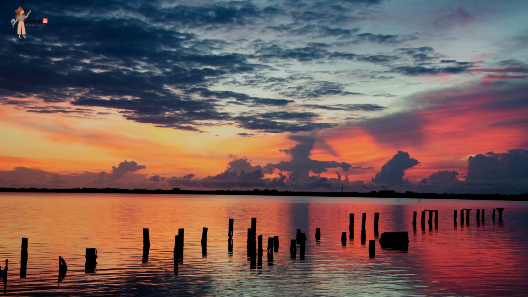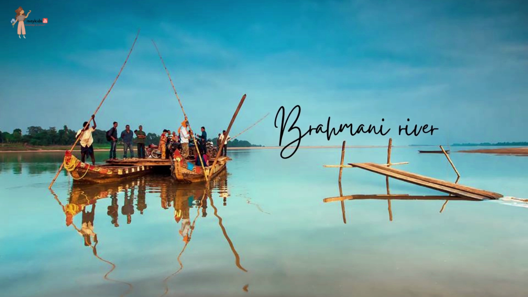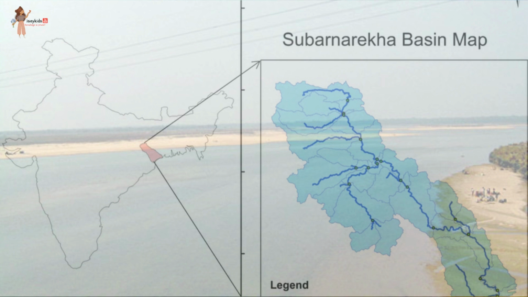Besides these major rivers, there are some smaller rivers flowing towards the east. The Damodar, the Brahmani, the Baitarni, and the Subarnarekha are some notable examples.